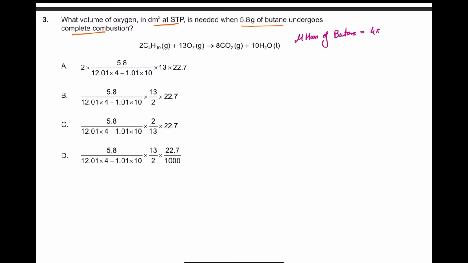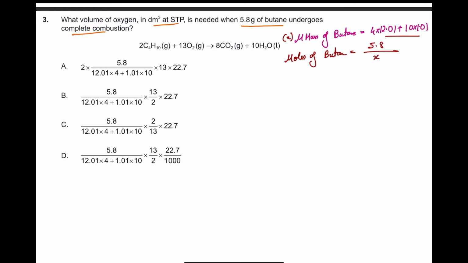This would be 4 times 12.01 plus 10 times 1.01. Now we can find the moles of butane. Moles of butane would be 5.8 divided by the molar mass of butane. I can assume the molar mass as X. So 5.8 by X, this would be the moles of butane. Okay, so X has this value. We can replace it at the end of the question.